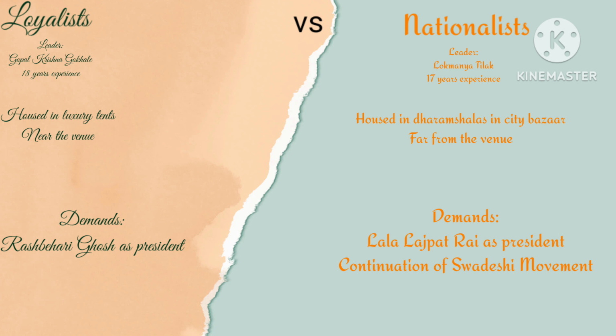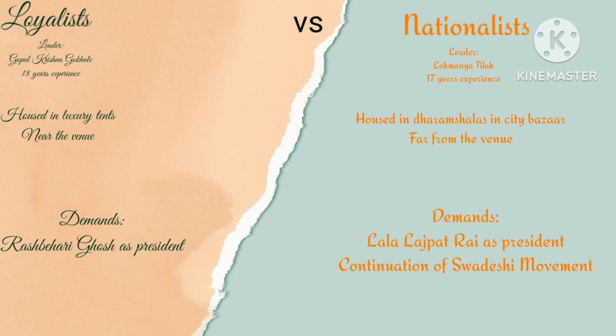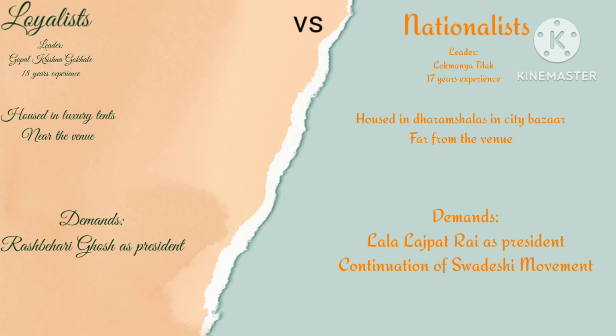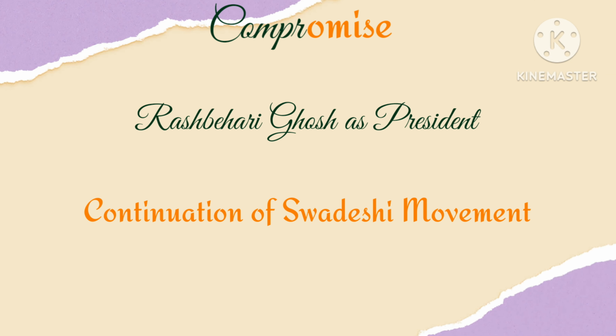In the INC conference of 1907, the Congress split into two factions, the Loyalists and the Nationalists. It was originally going to be held in Nagpur, but the Loyalists under Gopal Krishna Gokhale shifted the venue to Surat, not giving Tilak the advantage of the home turf. The Loyalists were housed in luxury tents near the podium, while the Nationalists were crammed in dharamshalas in the city's bazaar. The Nationalists wanted their candidate Lala Lajpat elected president and passed a resolution for the continuation of the Swadeshi movement.